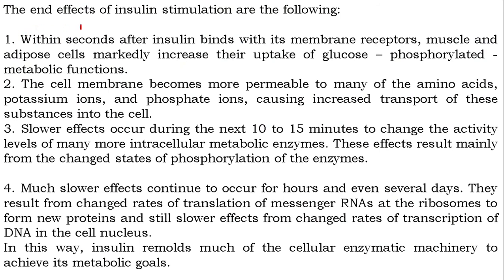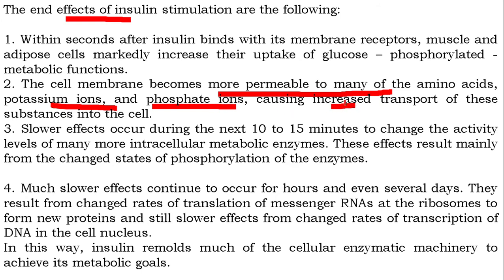What are the end effects of insulin? Ultimately, within seconds after insulin binds with its receptor, adipose cells markedly increase their uptake of glucose for what? For the synthesis of lipids, etc. The cell membrane becomes more permeable to amino acids for what? For the synthesis of proteins. Potassium ions, they are cofactors. Phosphate ions, for the phosphorylation of sugars, causing increased transport.